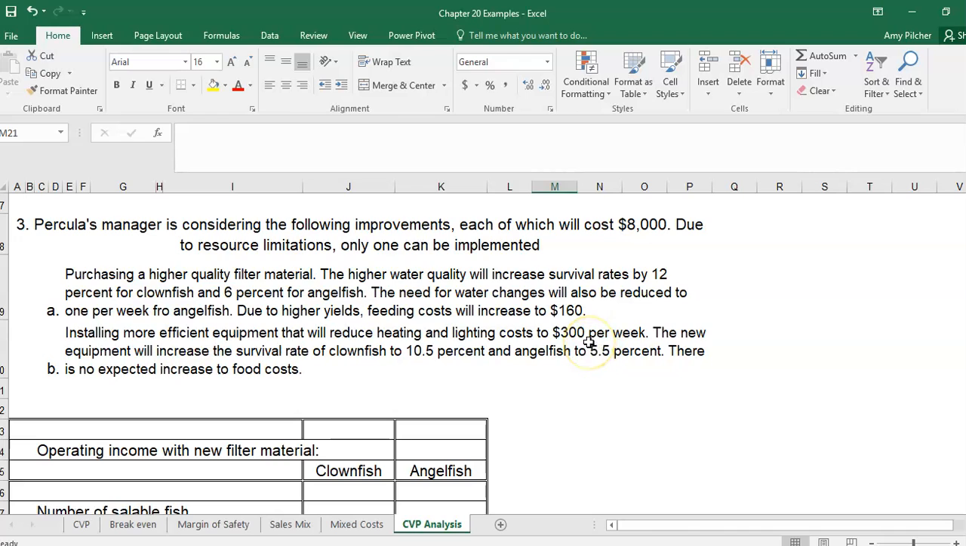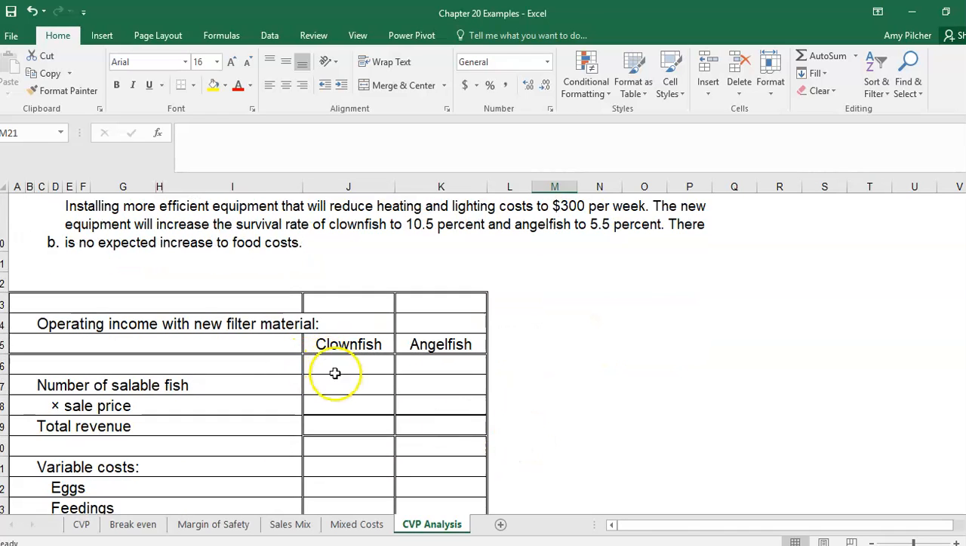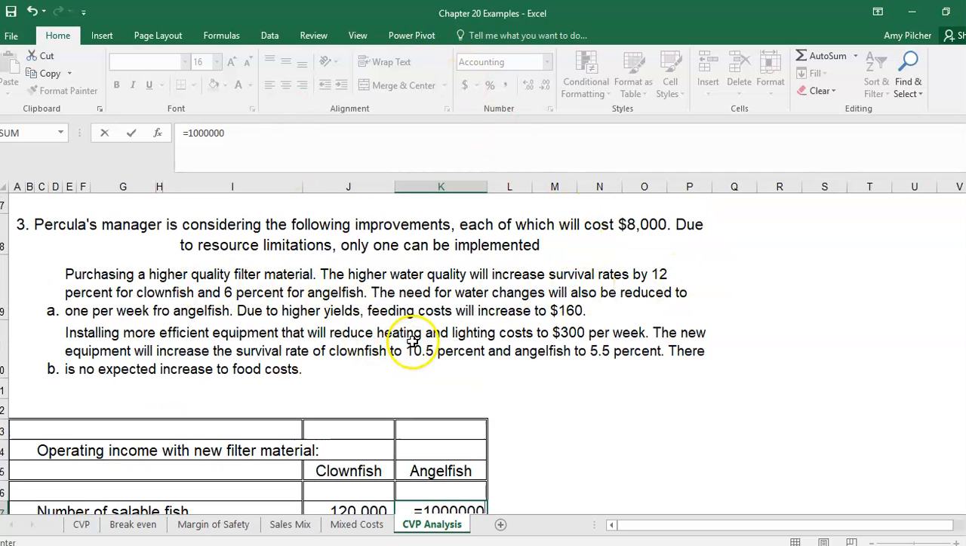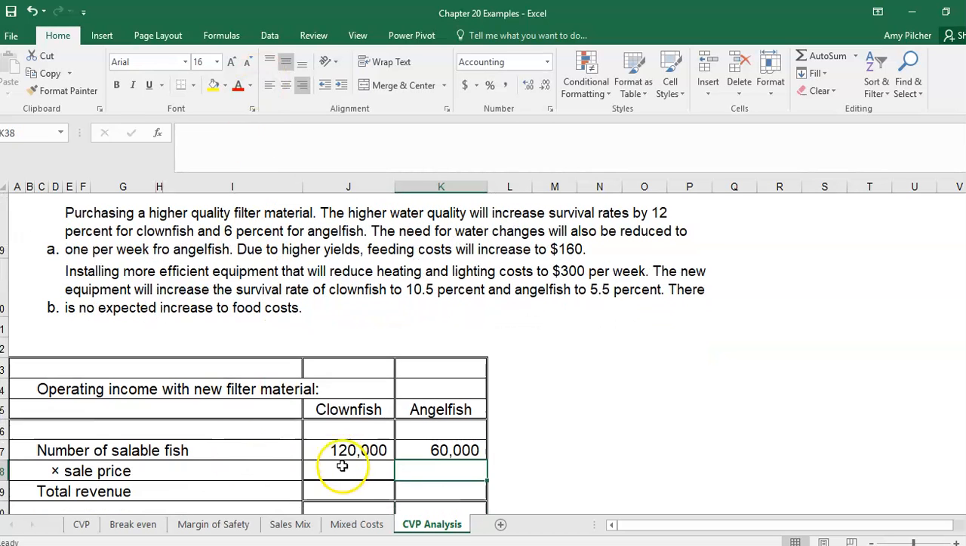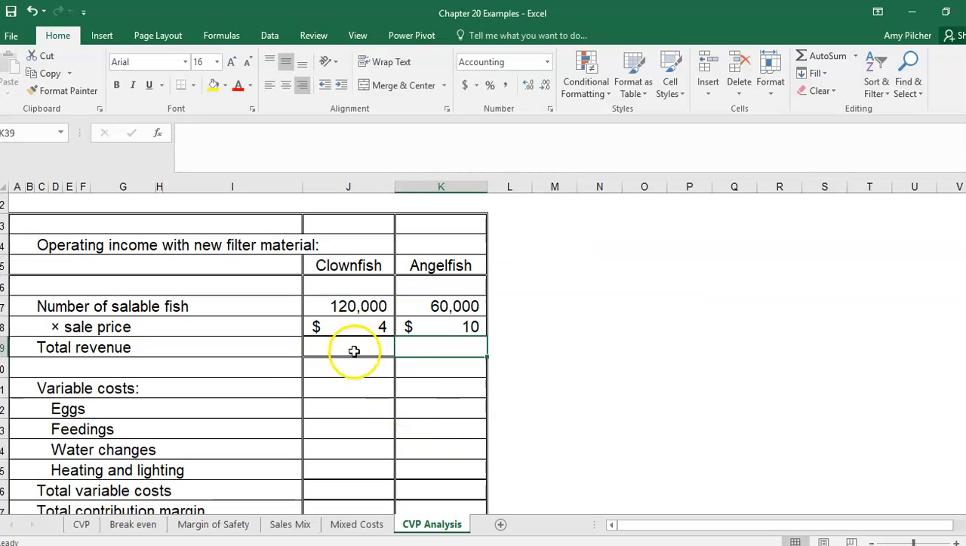Now we're going to increase the number of saleable fish we have. Clownfish are going to go up to 12%. So we have 1 million times 12%. And for angelfish, our new survival rate is 6%, 0.06. Our sales price remains the same, but because we have higher numbers, our sales revenue is going to increase.